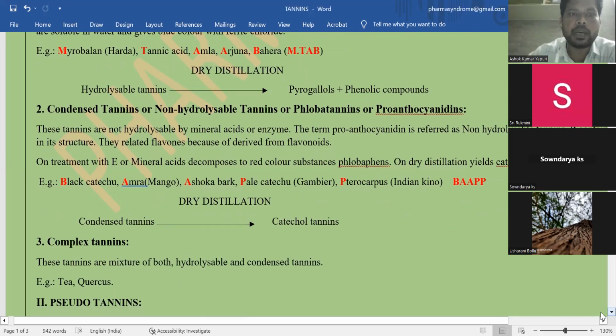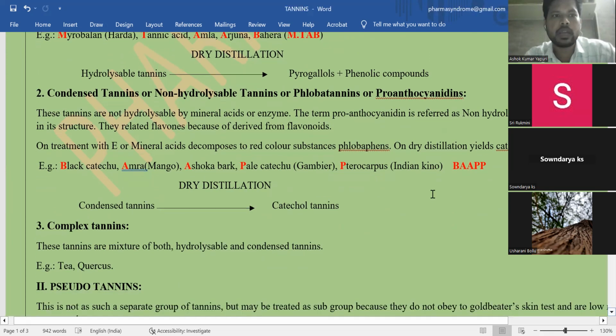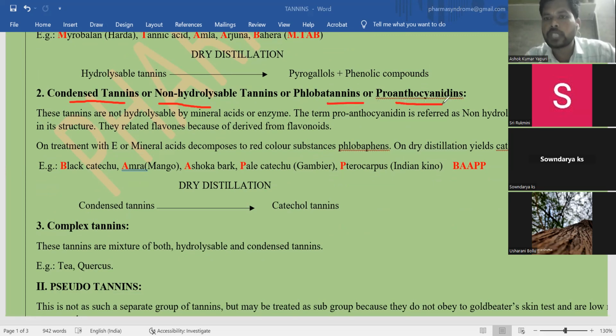Next, the second subtype in the true tannins. The first one is hydrolyzable and the second one is condensed or non-hydrolyzable tannin or phlobatannin. So condensed tannins are also known as non-hydrolyzable tannins, phlobatannins as well as proanthocyanidins. The name itself indicates these are not hydrolyzed in the presence of acids or enzymes. And the term proanthocyanidin refers to the non-hydrolyzable tannin, and they are related to the flavones.